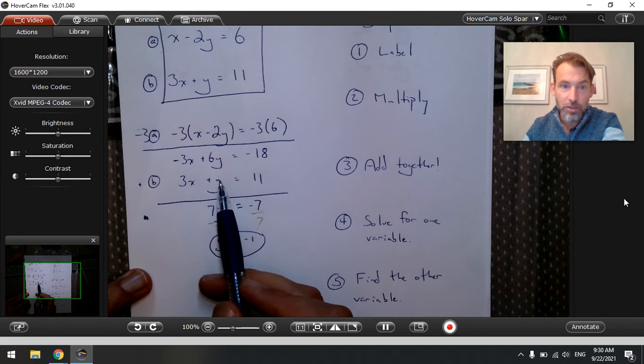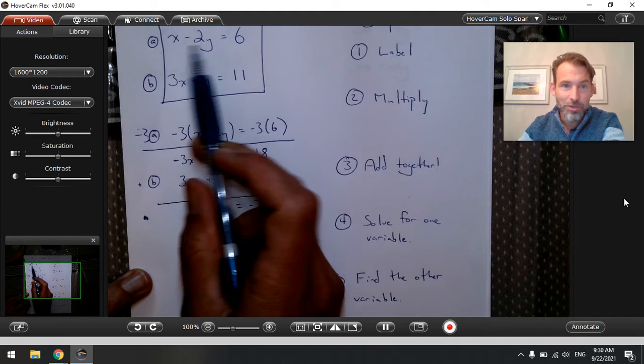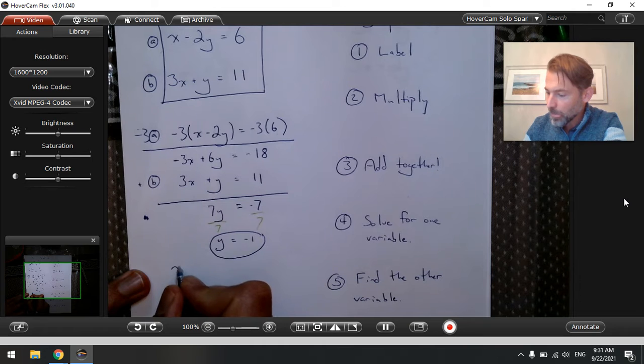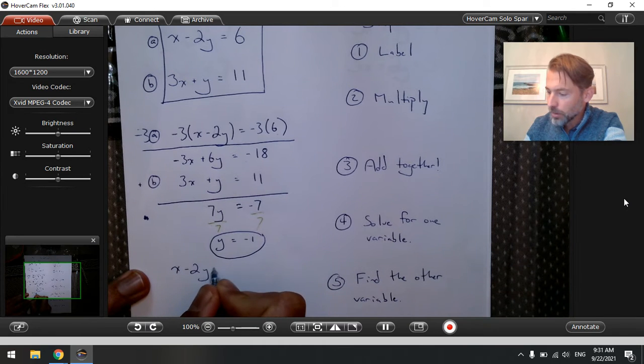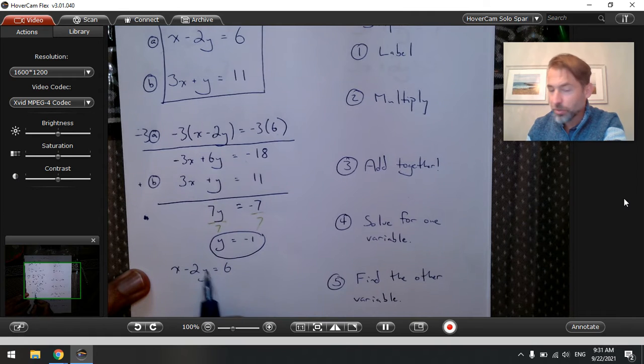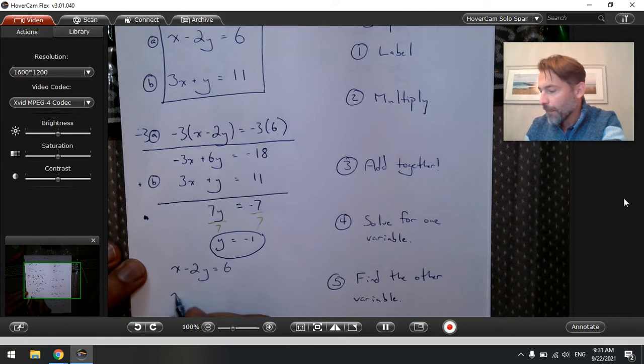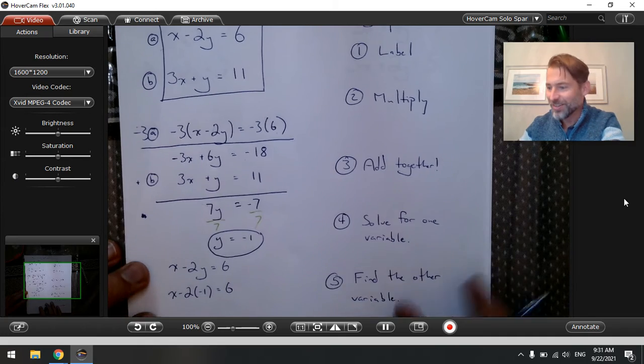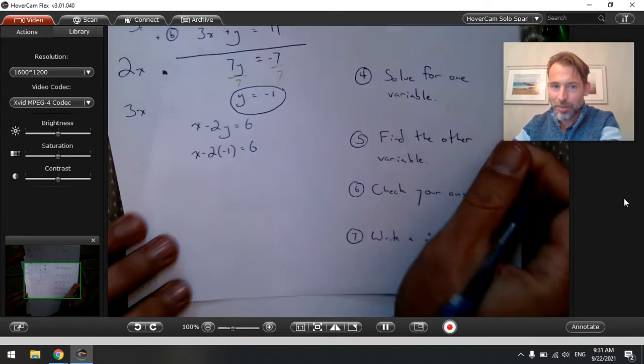Well, I can substitute into one of my original equations. Let's substitute into A. That looks pretty easy. x minus 2y equals 6. So I had y is equal to -1, so put that in for y. x minus 2, substitute into brackets, please, -1 equals 6. -2 times -1 is +2. So I'm just going to move this up here.